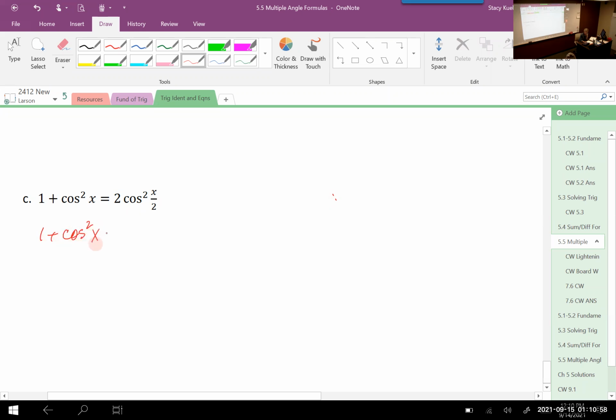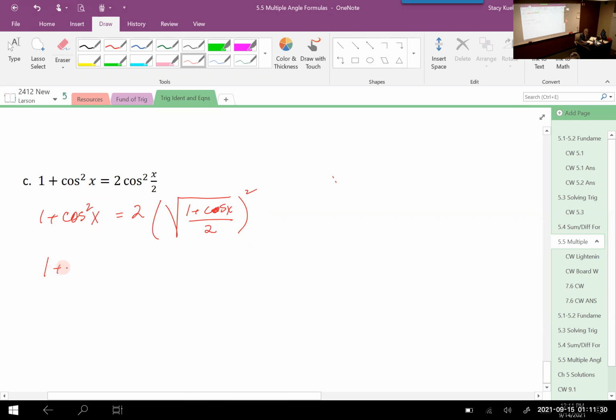Okay. 1 plus cosine squared x is equal to 2 times, what is the half angle identity for cosine? It is the square root of 1 plus cosine x over 2. That's what I was saying. And then we're going to square it, okay? Okay, well, now we wrote it. Now I'm going to square it, right?